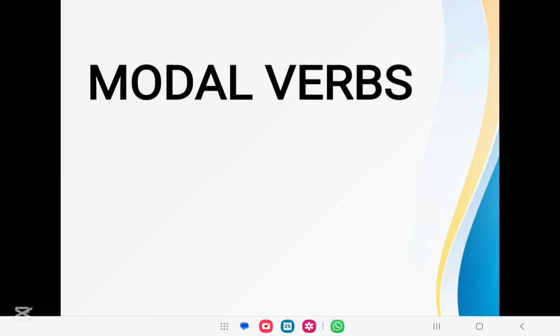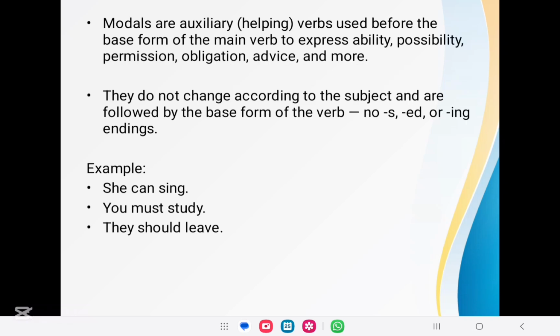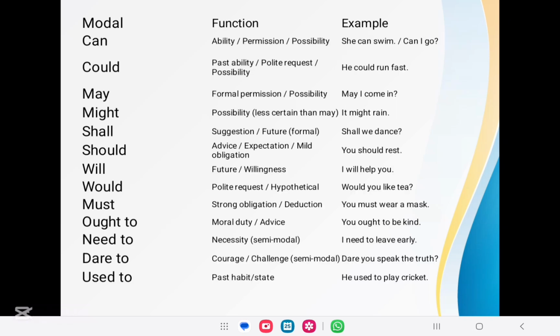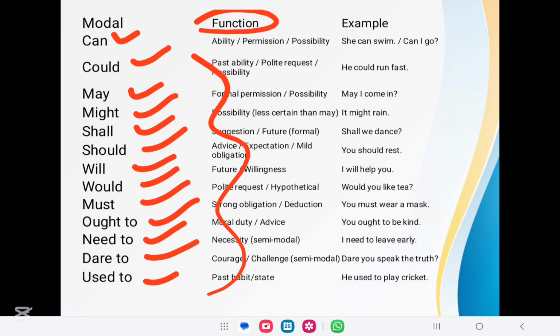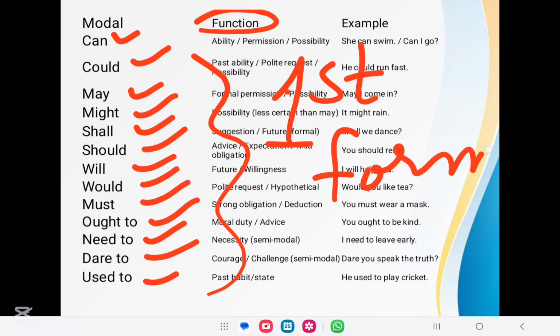After auxiliary verbs, we have modal verbs. About modals I want to have a totally separate lesson, but let's have a look at this. Modals are can, could, may, might, shall, should, will, would, must, ought to, need to, dare to, used to. They are called modal verbs, and their function is to show ability, permission, possibility. Whenever we have a modal in our sentence, after the modal we always use the base form or first form of the verb. That is the thing you must be very clear about.